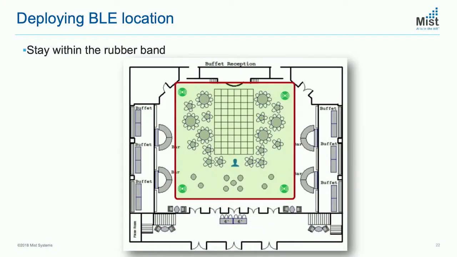So let's talk about deploying BLE location. For both wayfinding and asset visibility, you want to imagine a rubber band around the outside of your access points, and your best location will be within that rubber band. Outside of the rubber band, you'll get so-so results. That's the first rule of deploying a location network with BLE. You want to stay within your rubber band, and I think it's pretty similar for Wi-Fi as well.